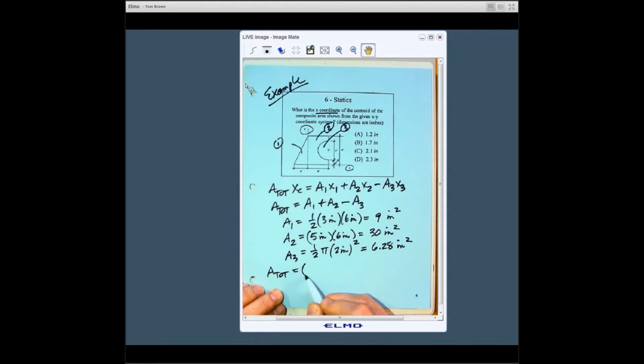Okay, so the total area is now 9 plus 30 minus 6.28 inches squared. And that comes out to be 32.72 inches squared for our total area. And that'll be the same for yours in finding the y coordinate.